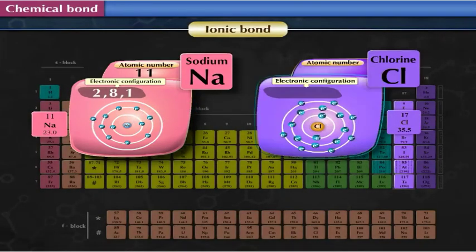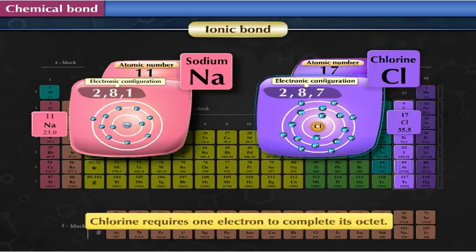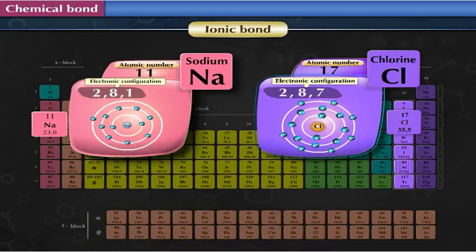The atomic number of chlorine is 17, so its electronic configuration is 2, 8, 7. Chlorine atom has 7 electrons in its outermost shell. It requires 1 electron to complete its octet, so its valency is also 1.